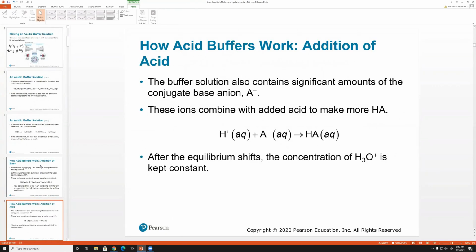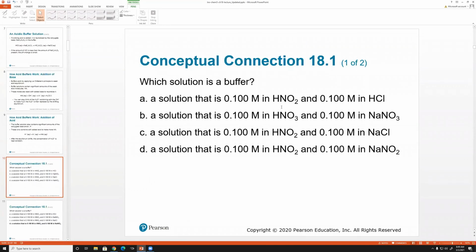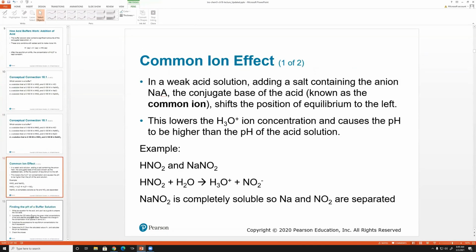So we basically went over how that works. Now, which solution would be a buffer system? Remember, it's either one of the following. It is the weak acid and its conjugate base, or the weak base and its conjugate acid. And out of these, D is the only one that has that. So you have HNO2, and then you have NaNO2. And remember, Na is just the carrier ion for the NO2. So Na comes off immediately when you put it in a solution.